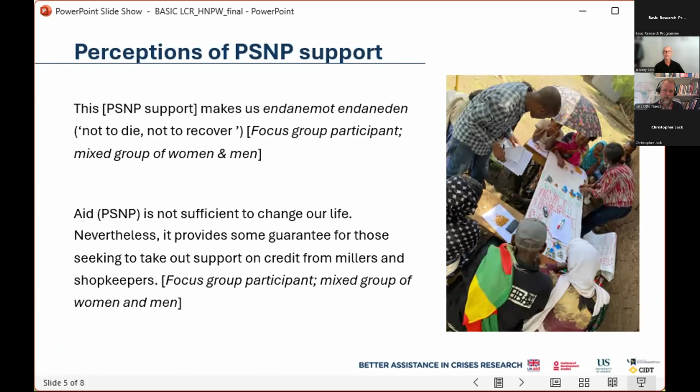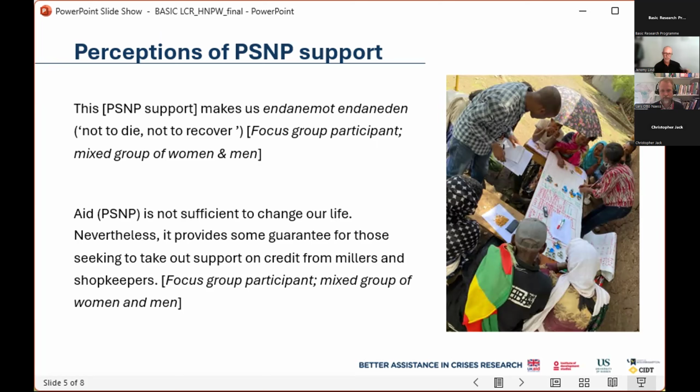And importantly, alongside this, a second quote is illustrating that while it's not something that changes their lives and barely supports them to survive, it's still important as a kind of guarantee for support on credit, for example, and that helps them have some predictability. Even if at times patchy and unreliable, it still provides that lifeline to people, which speaks to the importance of PSMP too.